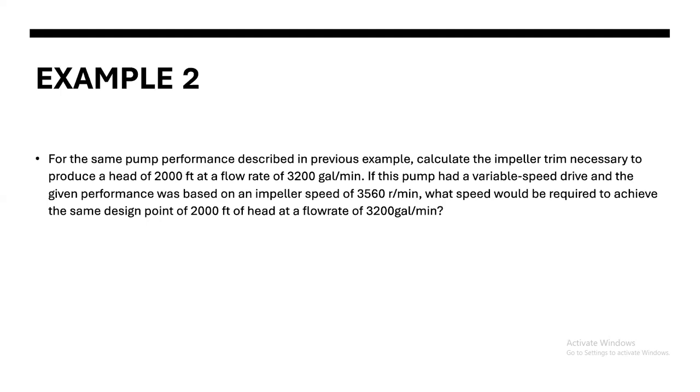Example 2. For the same pump performance described in the previous example, calculate the impeller trim necessary to produce a head of 2,000 feet at a flow rate of 3,200 gallons per minute. If this pump had a variable speed drive and the given performance was based on an impeller speed of 3,560, what speed would be required to achieve the same design point of 2,000 feet and a flow rate of 3,200, which means this is our H2, this is our Q2. So we need to find out what's our Q1.